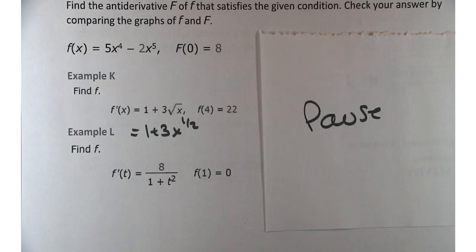When you plug in 4, your antiderivative equals 22. So you want to set 22 plus C equals 22, and then you can find C.